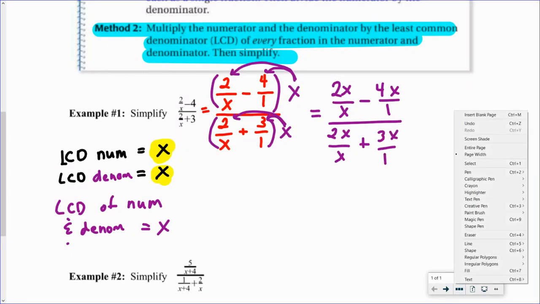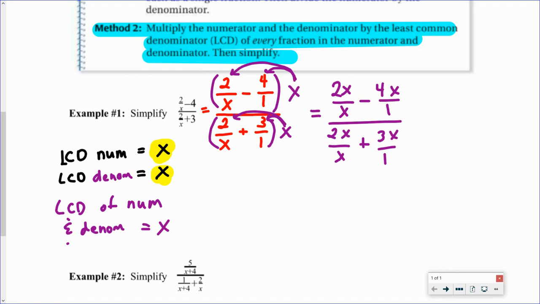So the cool thing here is that we can start simplifying and nice things are going to start to happen. If you look at this first term in the numerator, there's a common factor in the numerator and denominator that can divide out.